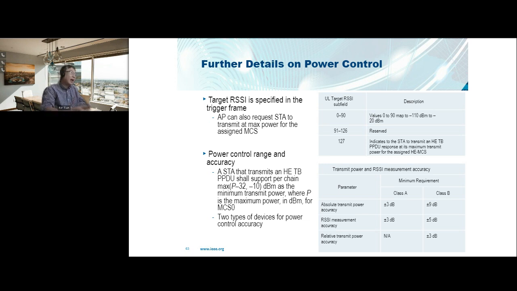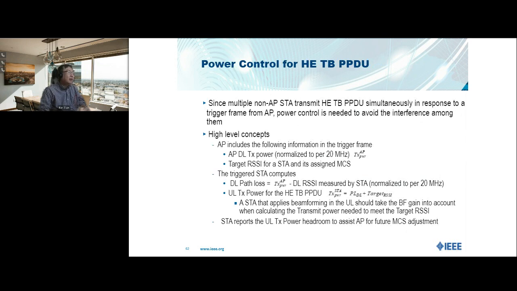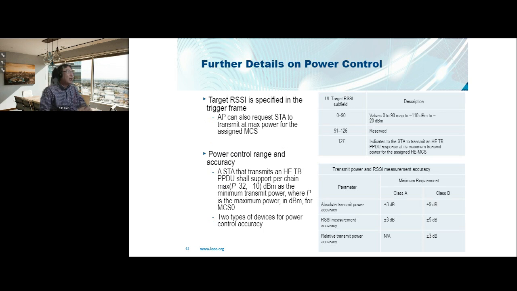Client can tell the AP, by the way, I can transmit another 10 dBm higher, so you better give me an assignment with a higher MCS. So there is information here that the client needs to report TX power headroom to assist the AP with the MCS selection for transmission in that scenario.